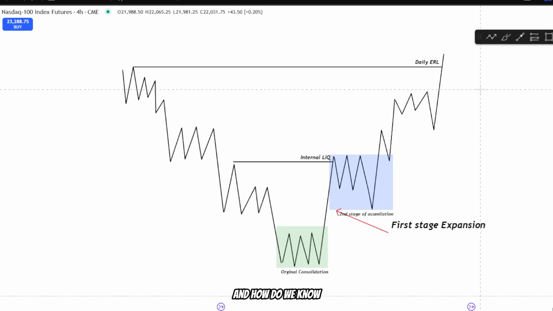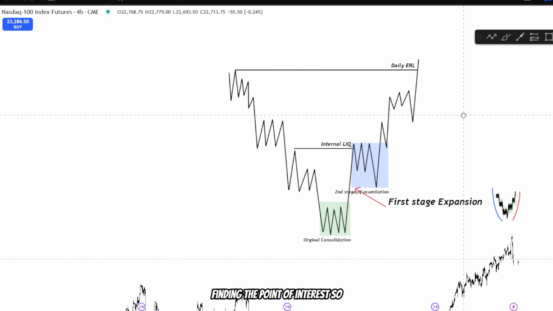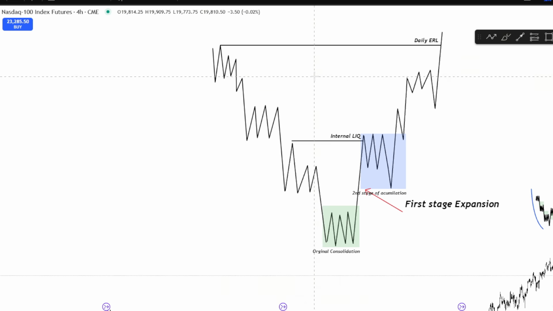And how do we know what the higher time frame drawn liquidity or the original consolidation is? We're going to know that by finding the point of interest. So 4-hour swing highs, 1-hour swing highs if you're trading a 5-minute market maker model. So it's just going to be aligned. If you're trading a 15-minute market maker model, you're going to be looking for a 4-hour structure, so a 4-hour swing high to target, right?